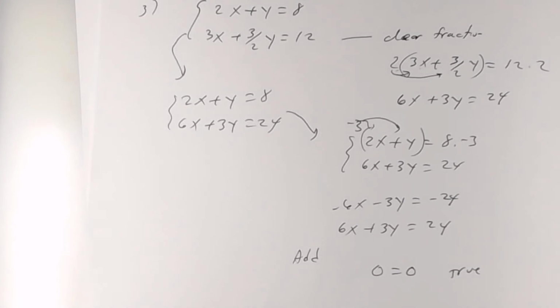So remember, the variable disappeared. You get no solution or all real numbers. Which one is it? All real numbers. Now, remember, these are points, though. So you have to be specific in terms of your points.